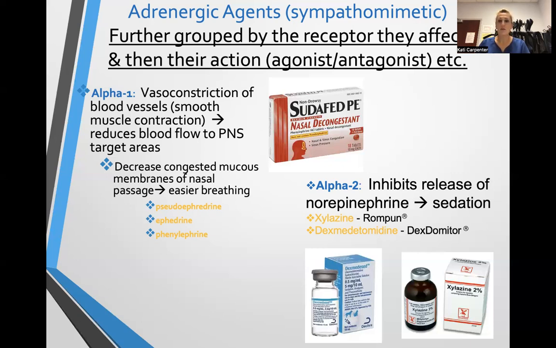Alpha-2 inhibits the release of norepinephrine. That one's going to be confusing, and we're going to talk more about that next week. But basically, when the body is in any type of stress or fear, it releases norepinephrine. Alpha-2 keeps that in check and stops the release of norepinephrine. So as weird as it sounds, it actually will cause sedation. So xylazine, that I used in my example when I was talking about Dana the Great Dane, is a sedative, as well as dexmedetomidine, which is Dexdomitor. Those are the two drugs that I was talking about when I told the story of Dana getting both of those drugs in the same day.